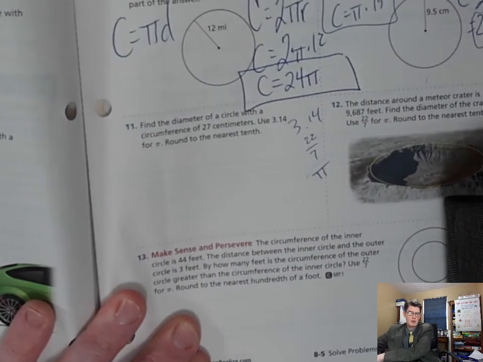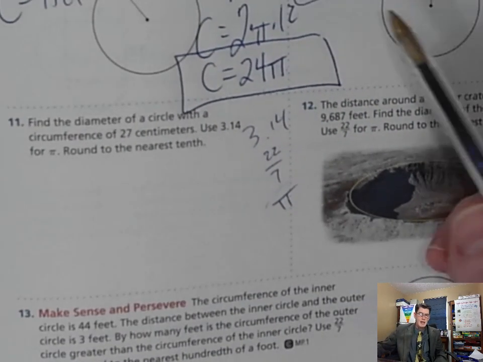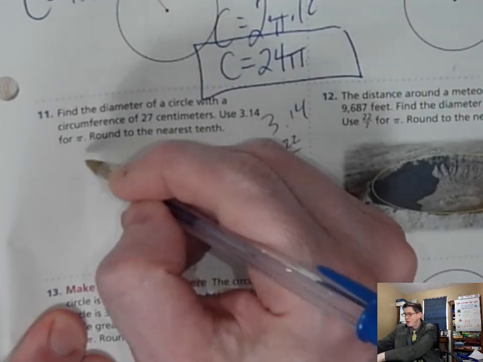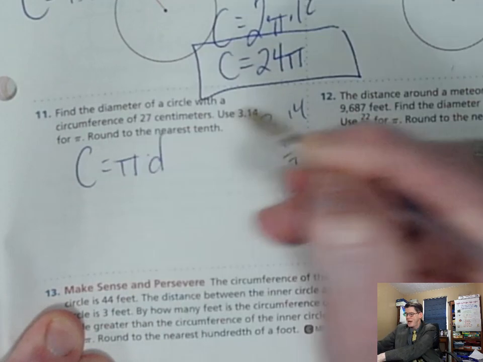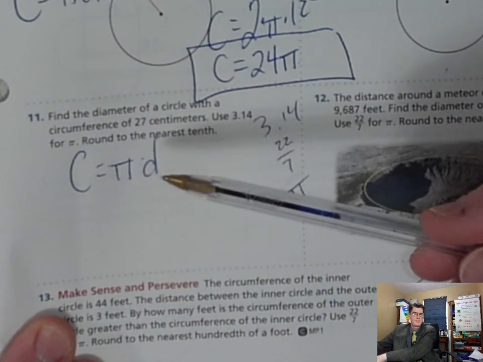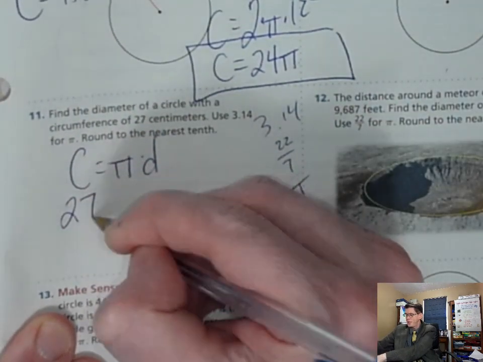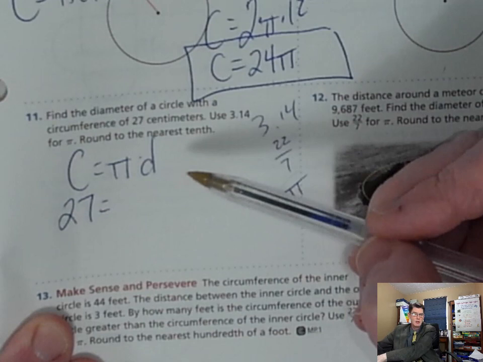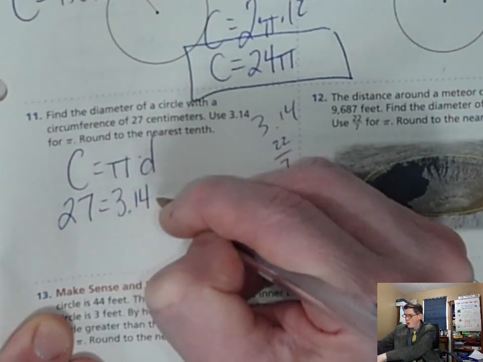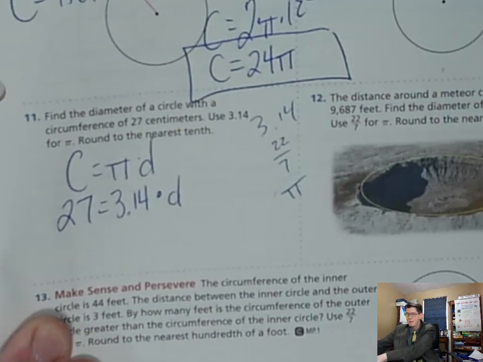You can do this, quote unquote, backwards if you want, using this concept. Find the diameter if you know the circumference is 27. Well, the circumference is pi times the diameter. So the circumference is 27. I'm just rewriting the equation. Use 3.14 for pi. So 3.14 times the diameter that we don't know. So write diameter there.